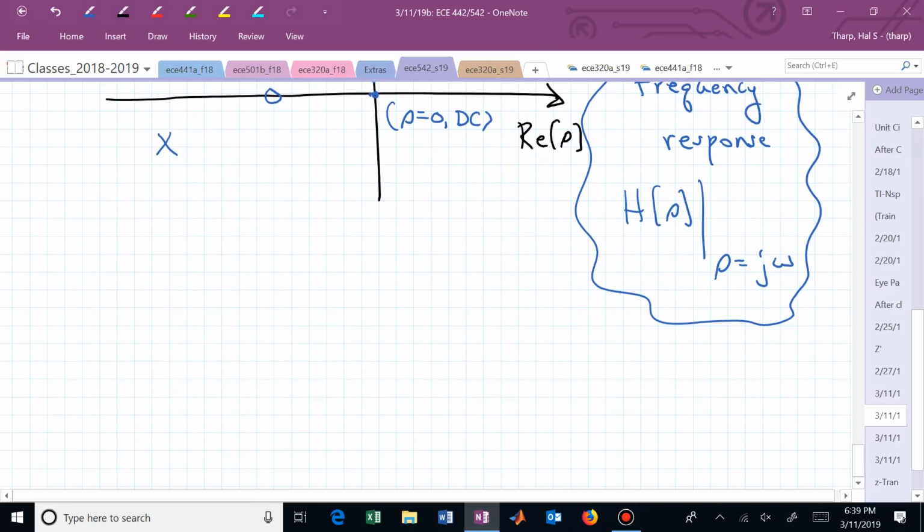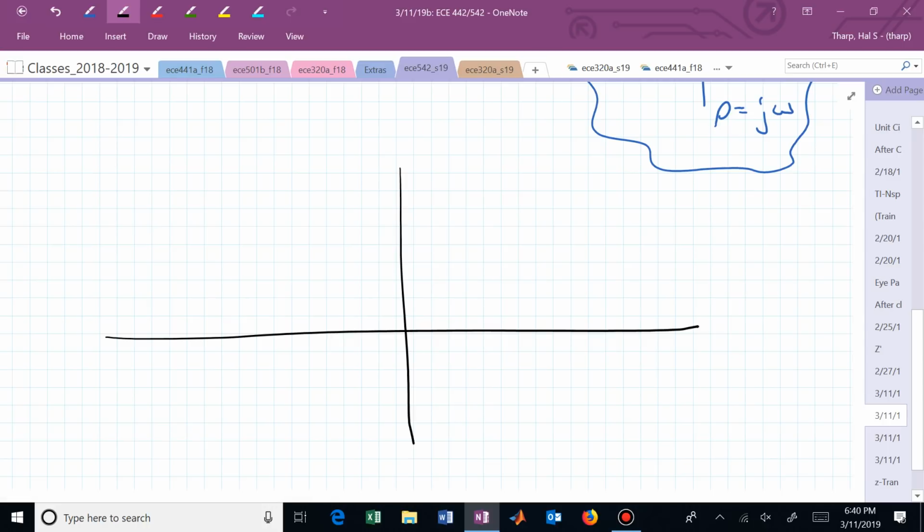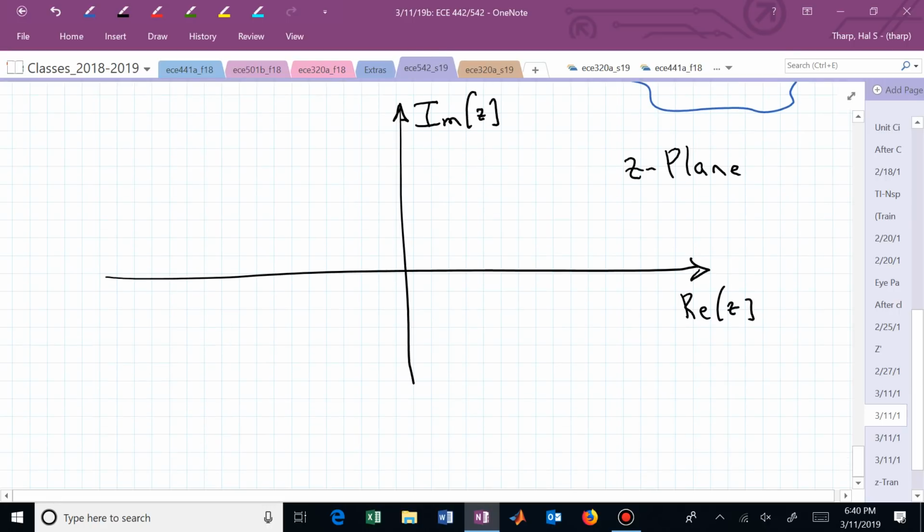What about in the z domain? I said earlier that we now have to keep track of two planes, and both of these are complex planes. Here's our z plane. Here's the real part of z. Here's the imaginary part of z. And what's our relationship between s and z? That's e to the sT.